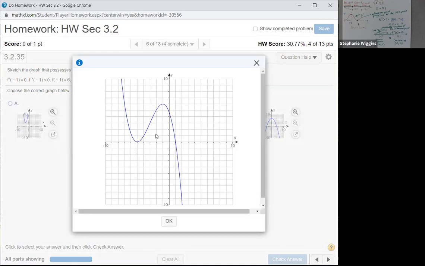Okay, this one has, yes, it has a critical value at -1. There's a maximum. And notice the second derivative, it's concave down, so the second derivative is negative. So therefore, C is still in the running. Now we go to the next criterion. If you evaluate the function at -1, it's equal to 6. Yes, at -1, the value of the function is 6.